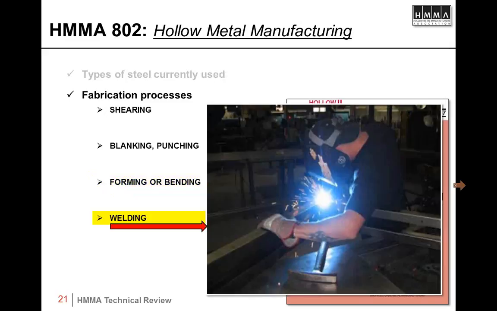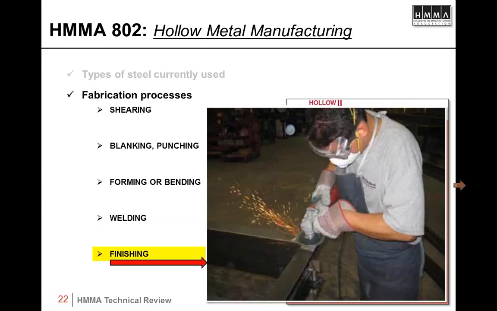Welding processes are used to join two or more metal surfaces, and can be either the electric arc welding, which would include arc, MIG, or TIG processes. That's what's shown here. That's actually an arc weld there. Or it could be resistance welding, which would be spot or projection welding.